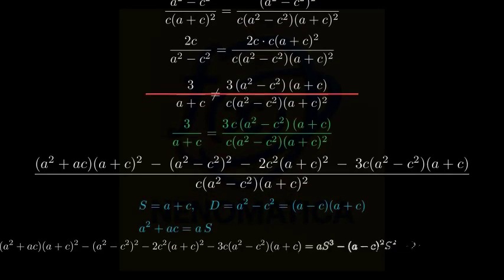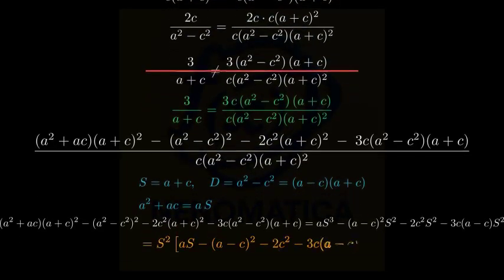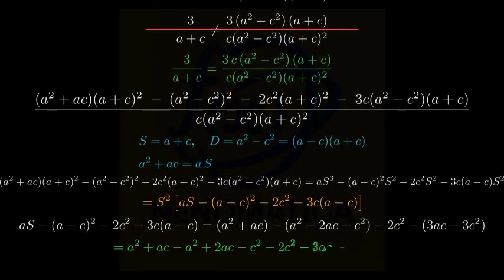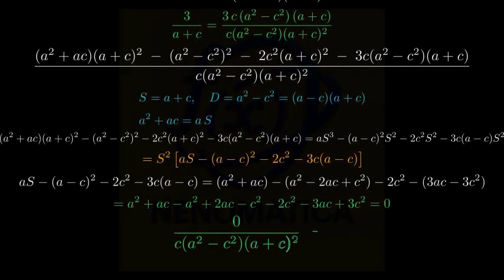Now factor out s squared. We only need to simplify the bracket. Watch the cancellation step by step. Expand each piece, and everything cancels to 0. Therefore, the entire fraction equals 0.